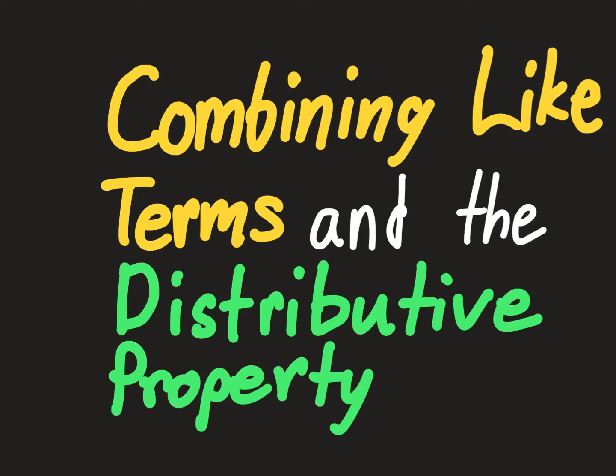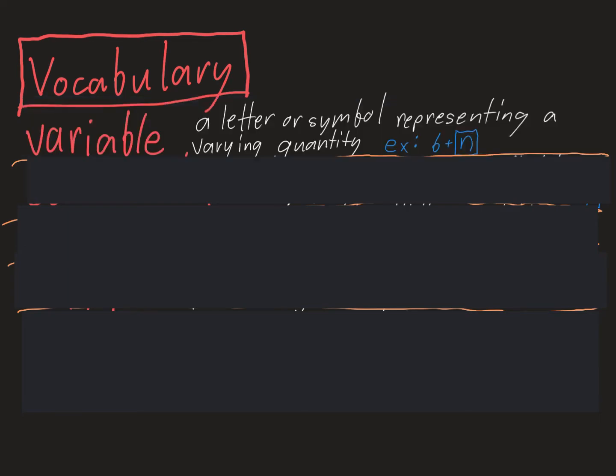Today we will look at combining like terms and the distributive property. First, let's consider some basic vocabulary words. A variable is a letter or symbol that represents a varying or changing quantity. For example, if I was to say 6 plus n, then the n would be the variable.